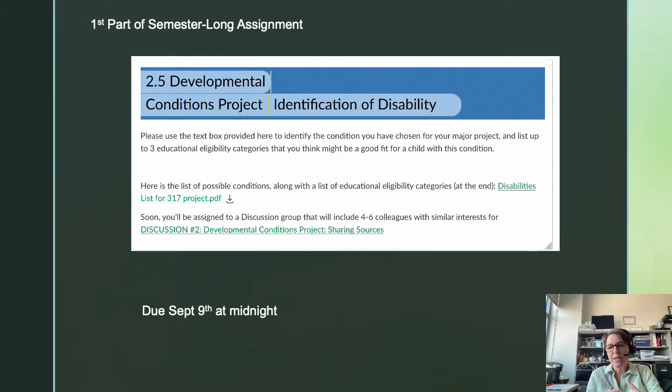So in your very first assignment, you're simply choosing a condition you want to really delve into across the semester and identifying 3 possible educational eligibility categories you could imagine a person with this condition might be served under.